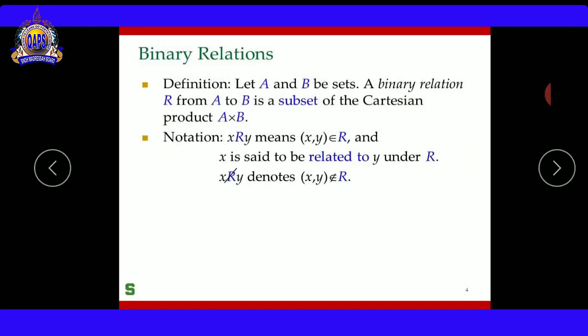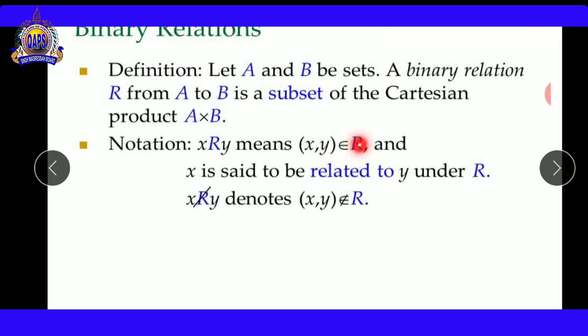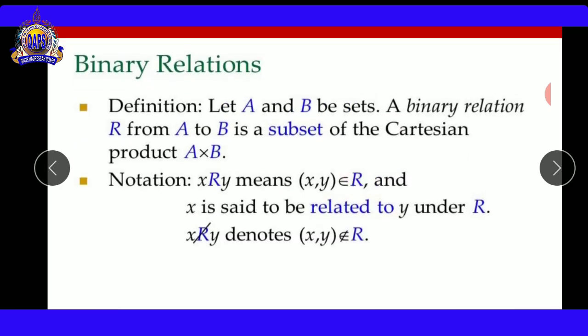Now let's go to the main definition, which is binary relations. So the definition of the binary relation is that let A and B be two sets. A and B are any two sets. A binary relation: bi means two and nary means numbers. It must be a relation between two sets, which sets? A and B. This R represents a relation from A to B, which is a subset of the Cartesian product A cross B.